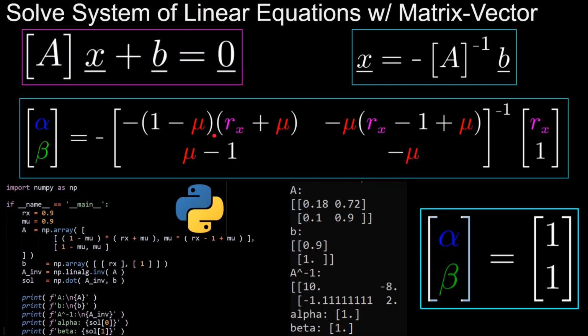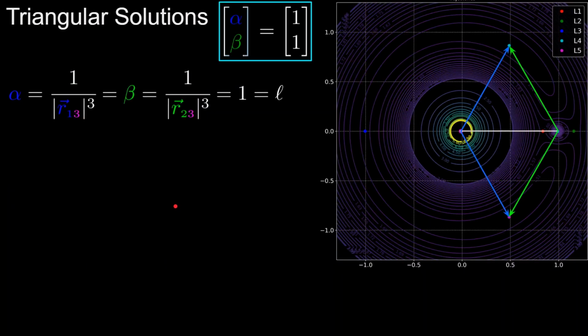we're left with alpha and beta both equal to 1, and it may not be obvious at the moment, but this actually tells us that the Lagrange points L4 and L5 form equilateral triangles with the two main bodies. Alpha equals beta equals 1 tells us that the norm of the R13 and R23 vectors are both equal to 1, and if we recall from when we non-dimensionalized the system, this means that they are both equal to the characteristic length L, which is the distance between the two main bodies.